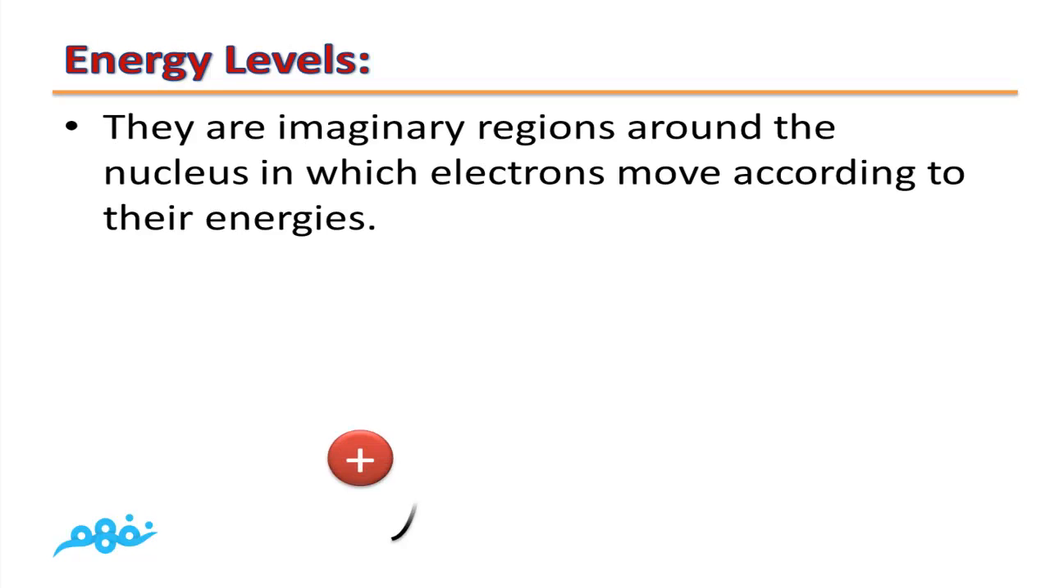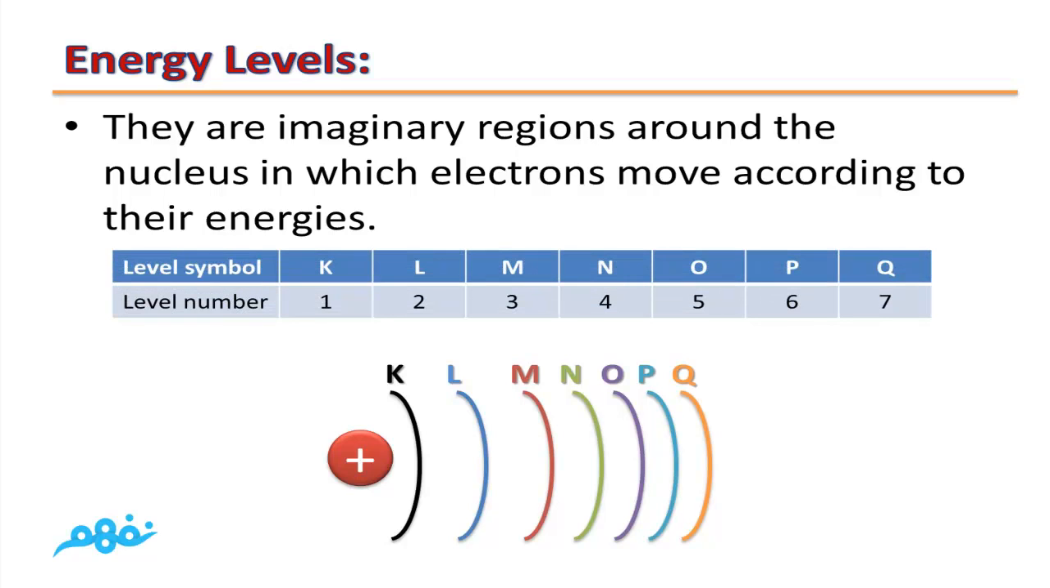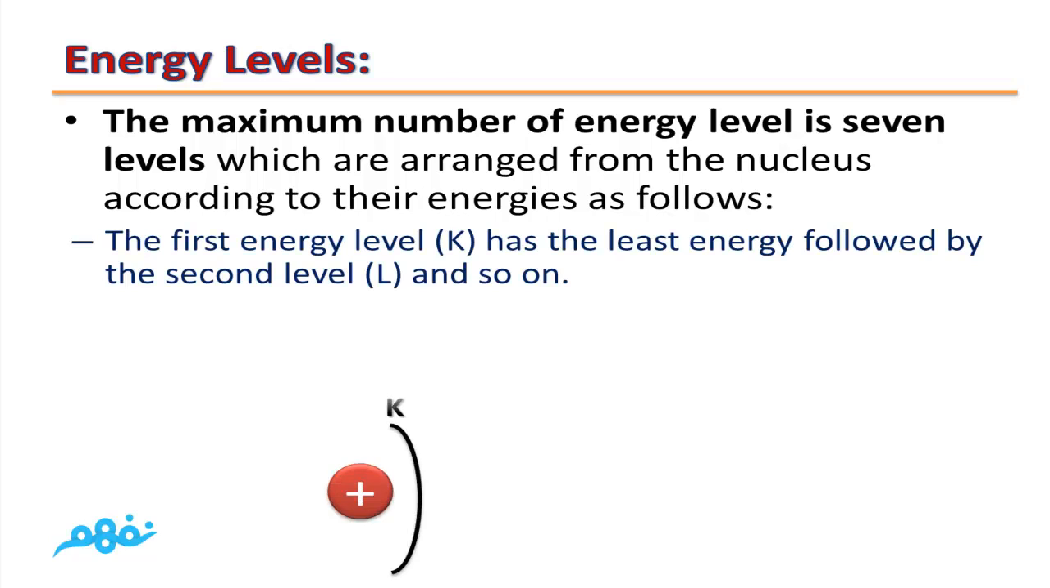What is meant by energy levels? Energy levels are imaginary regions, they are not real, around the nucleus, in which electrons move according to their energies. As you will see, we have only 7 energy levels in the heaviest known atom. So the first energy level is K, the last one is Q. The maximum number of energy levels is 7, which are arranged from the nucleus according to their energies as follows.